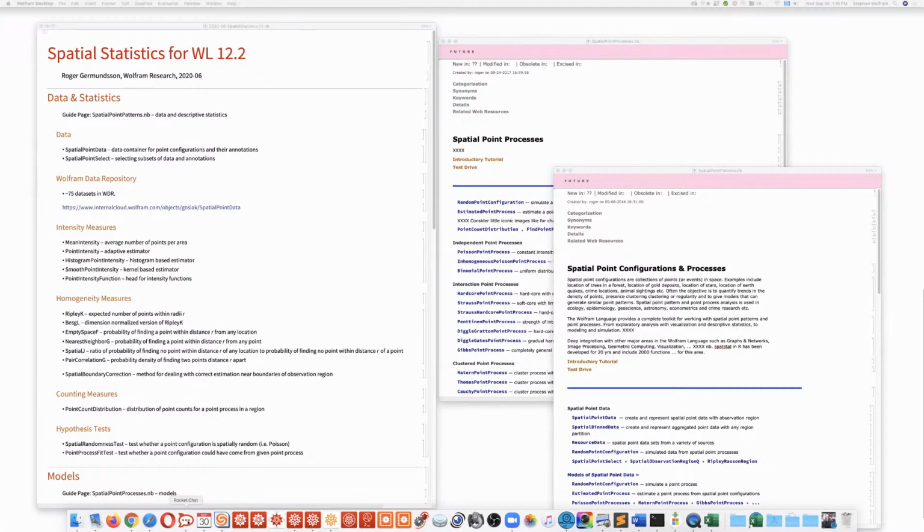And you'll see in version 12.2, we'll actually start linking to some of these videos in the functions that have been designed as part of this live stream design review process.